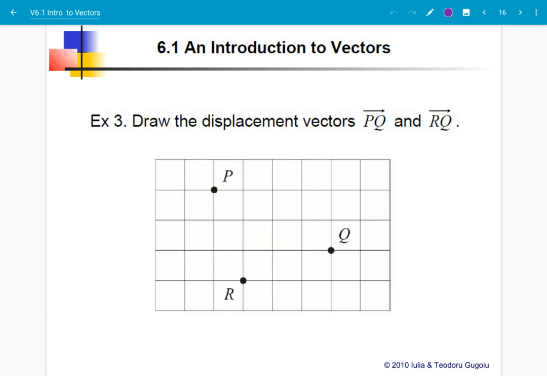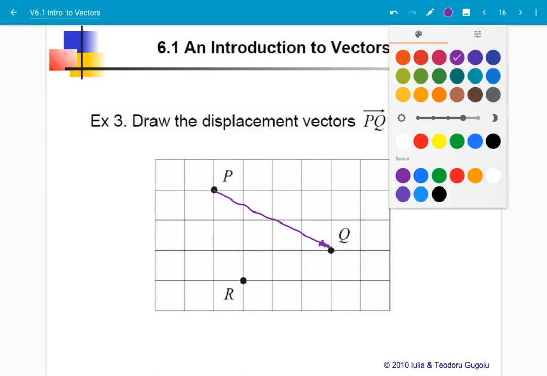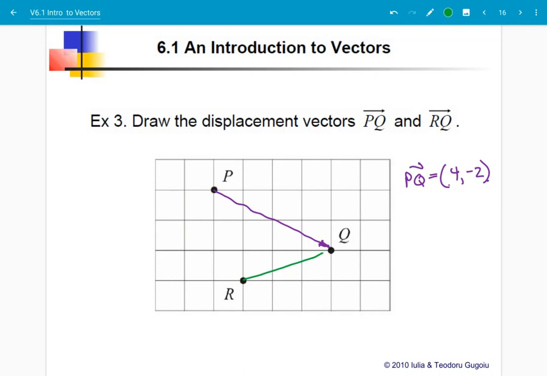And this example, draw the displacement vectors P to Q. Well, there it's drawn. It doesn't ask for this, but I could do this as well. This vector goes 4 units to the right and the negative y direction 2 units. R to Q is drawn there. Algebraically, R to Q is 3 right and up 1.